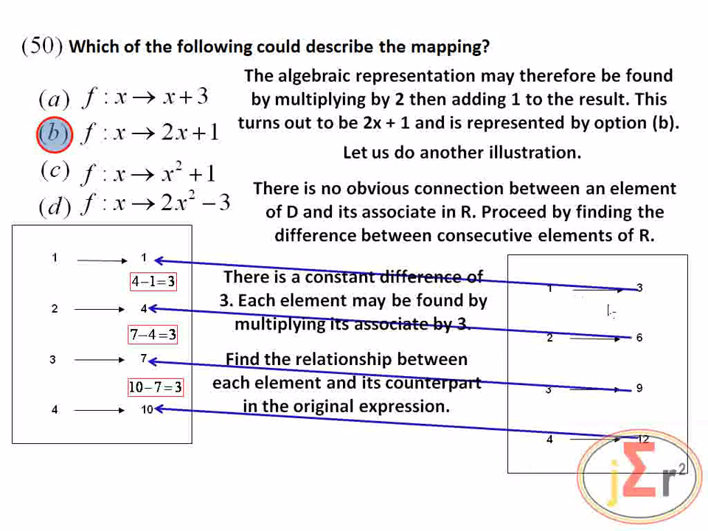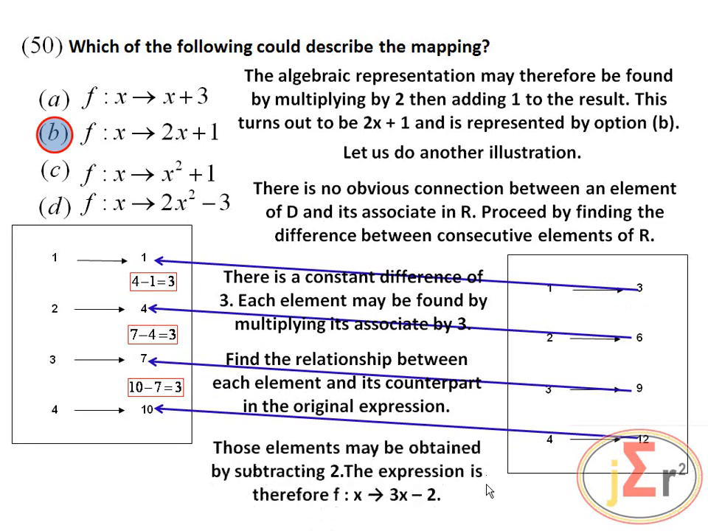What do we know? 3 goes down to 1. 6 goes down to 4. 9 goes down to 7. 12 goes down to 10. We are subtracting 2 each time. Those elements may be obtained by subtracting 2. The expression is therefore f is such that x maps to 3x minus 2.